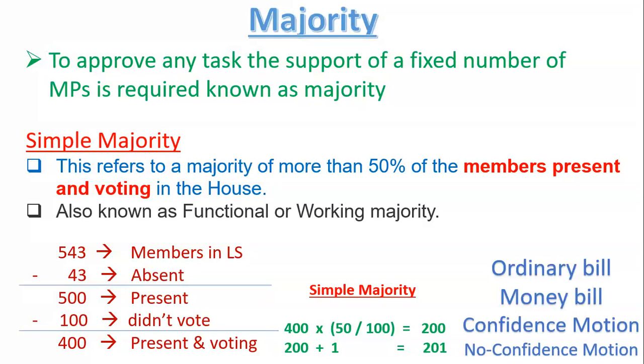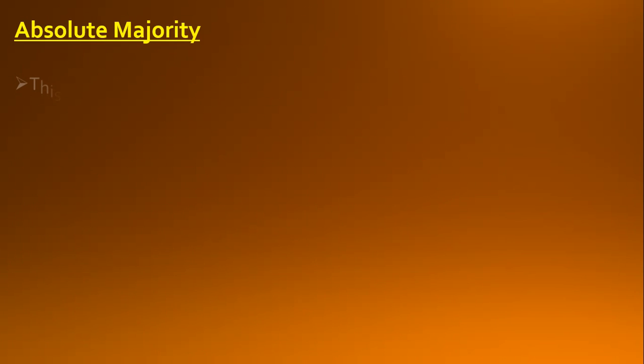And if the no-confidence motion is not passed, then the government will remain in power. So all these bills are passed by simple majority. Okay. Now friends, we will look at another type of majority.